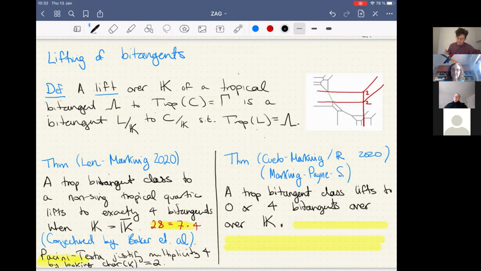Then, more recently, over the case of non-algebraically closed fields. So first over the real numbers by Cueto and Markwig, and part of our work with Hannah and Sam was to look at what happens to these bitangent classes when you're not over an algebraically closed field. And our first theorem is that when you have a tropical bitangent class, you can actually determine that either all 4 of those bitangents lift. So either you get exactly 4 bitangents that lift over a non-algebraically closed field, or none of them.